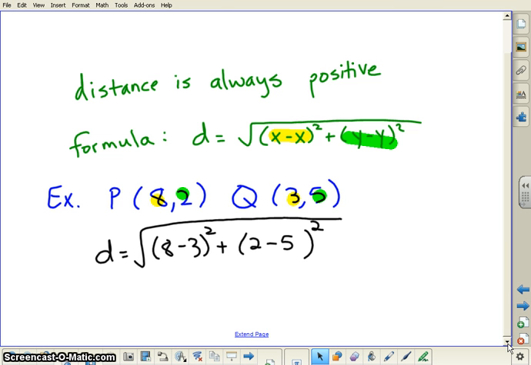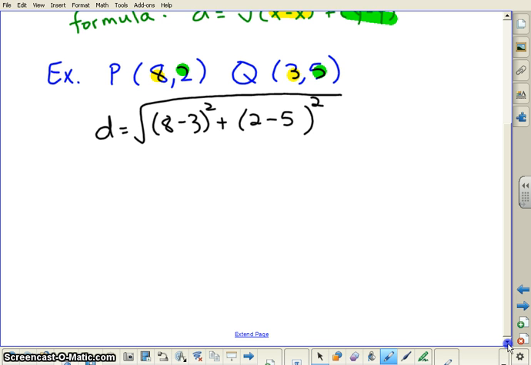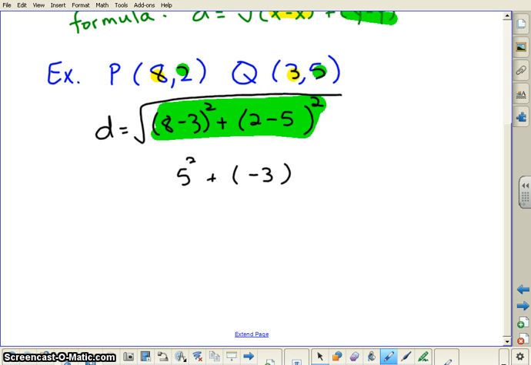So we're going to plug in 2 minus 5 quantity squared, and don't forget to put the square root around that. Okay, this part is really important. Whenever you go to calculate your answer, make sure that you just work with the discriminant right here. So we're going to do 8 minus 3 is 5, so 5 squared. And then 2 minus 5 is a negative number. That's negative 3, so I'm going to put parentheses and then square it.